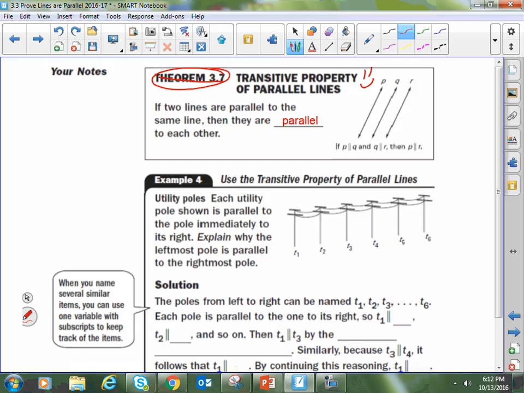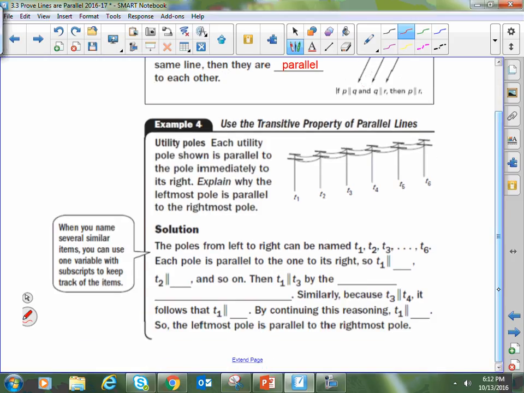So here, instead of talking about a measurement of something, we're using a property of parallel lines. If line P is parallel to line Q, and line Q is parallel to line R, then we can conclude that line P and line R must also be parallel. And that's exactly what we're looking at here.